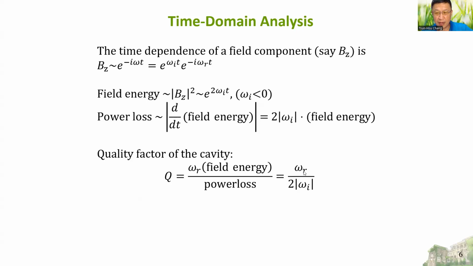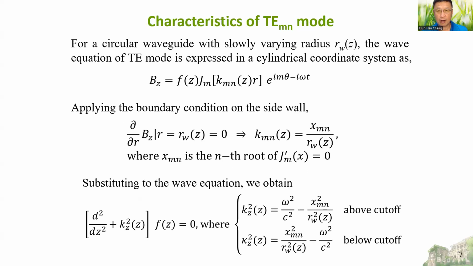So it happens to be omega R, the real part, the resonance frequency, divided by 2 times the absolute value of omega I. Okay, that means we can obtain a weak time domain model. All we need to do is calculate the complex omega, the resonance frequency together with the quality factor of the cavity. Okay, so now let's focus on a single mode, the simplest case, the TEMN mode.